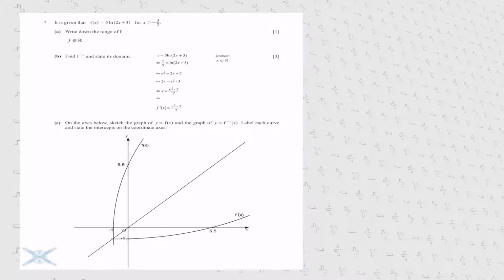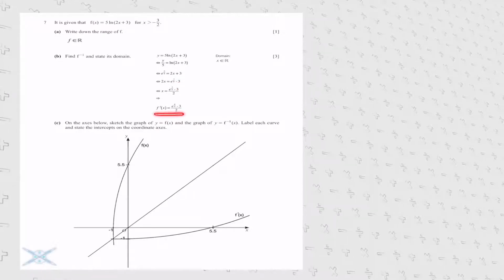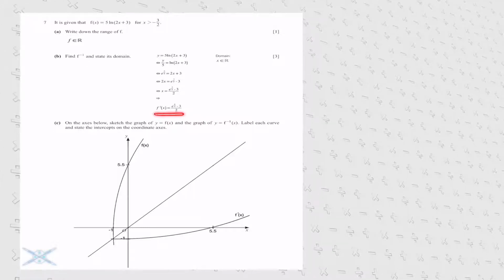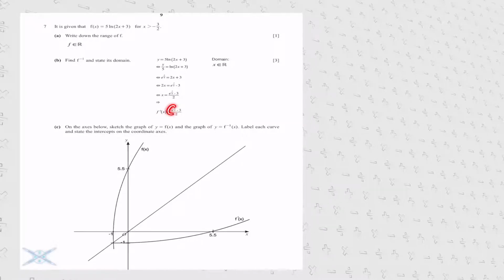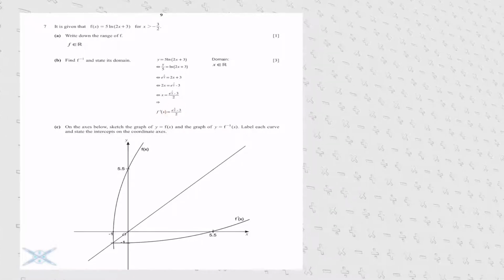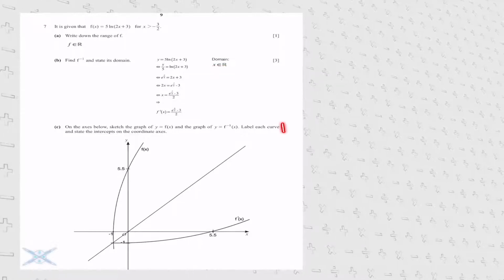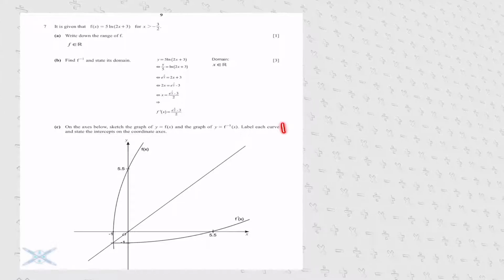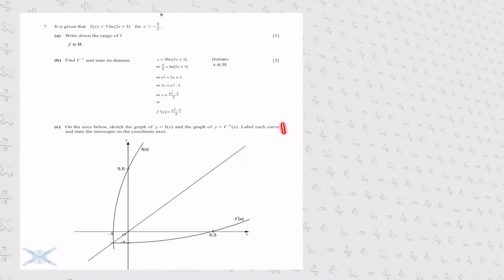Lastly, we will substitute y for x and come to the conclusion that the inverse function is e to the power of x over 5 minus 3 over 2. As there are no restrictions to the power of an e function, its domain is all of the real numbers. In part C of this exercise, we are supposed to sketch the graph of f of x and its inverse. We are supposed to label each curve and state the intercepts on the coordinate axes.